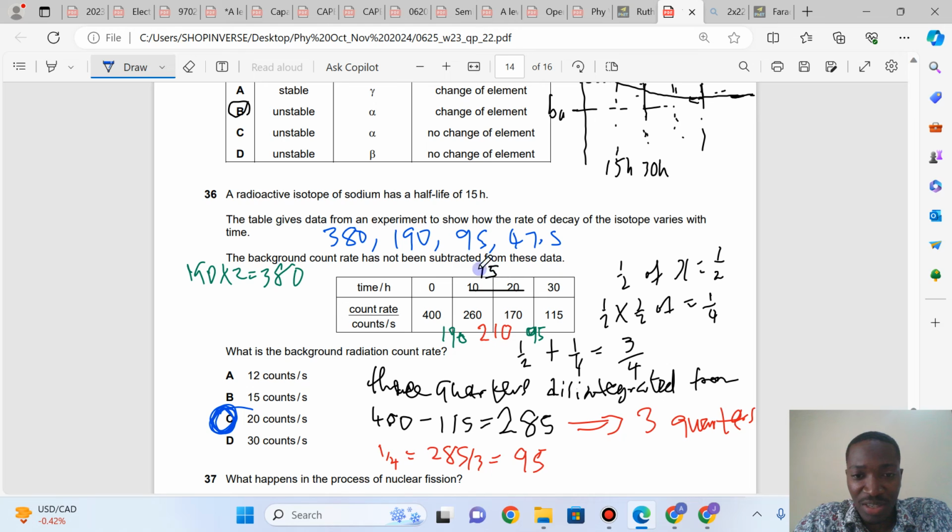Half-life is 15, another 15 makes 30, and at 30 you are left with 115. 20 will also be added to this 47.5 to get 67.5. So if 45 was here, what could have been here would be 67.5. But we work only with the data we have. 45 is not here, so we ignore that. Let's focus on what we have, and we've used it to get the count rate of 20.